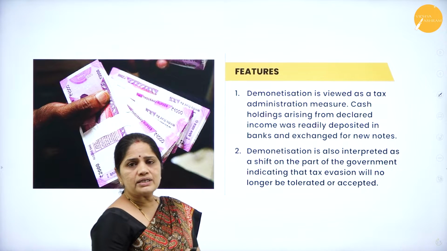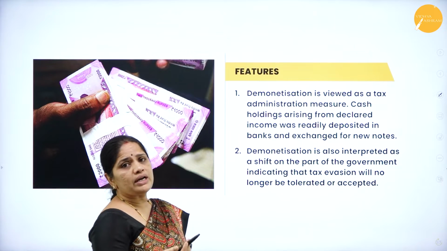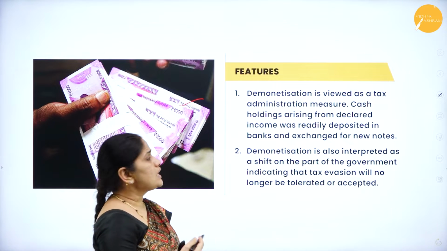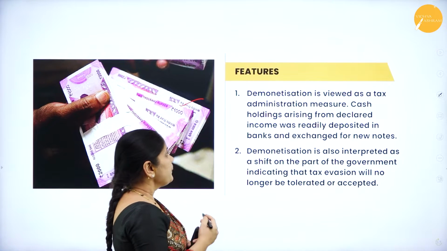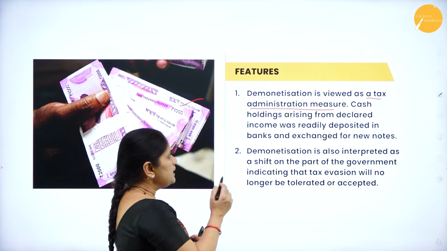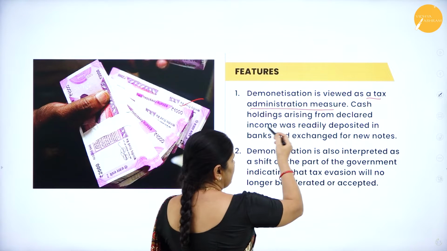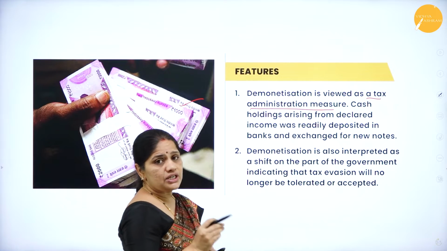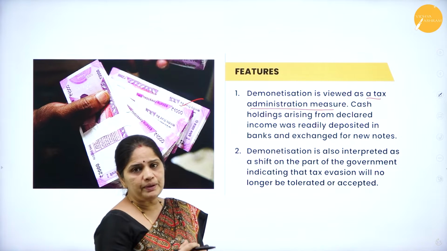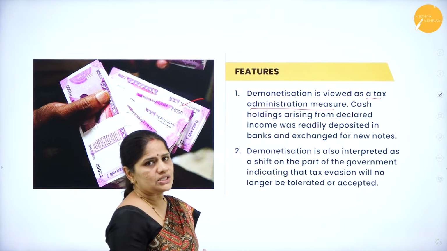Now let us look into what are the features of demonetization. After demonetization, the Indian government introduced 2000 rupees notes which were issued. Then let us look into the features of demonetization. Demonetization is viewed as a tax administration measure. Now what do you mean by tax administration measure? It is one way of collecting tax from the people. Now how do you collect tax from people through demonetization?